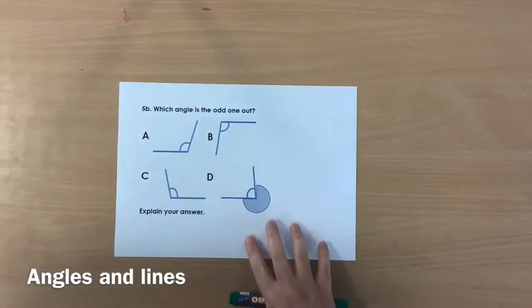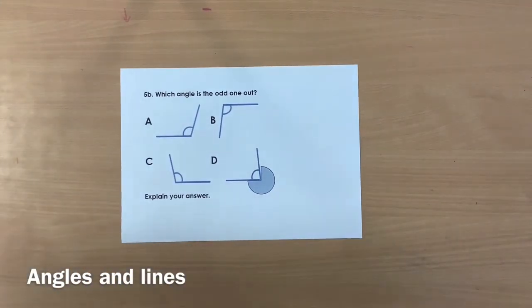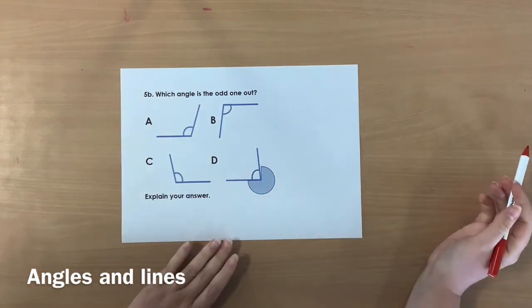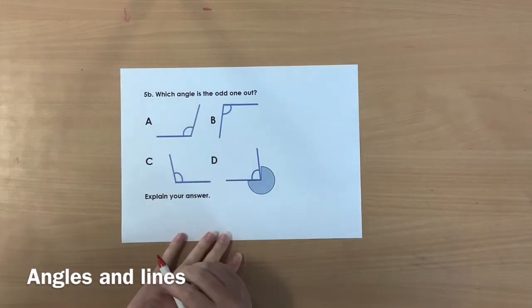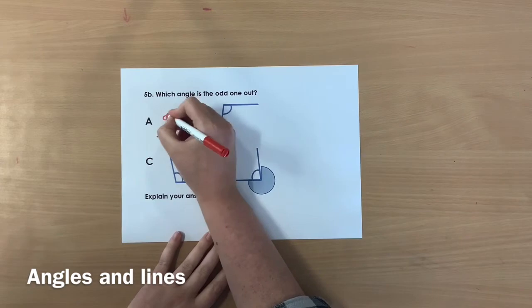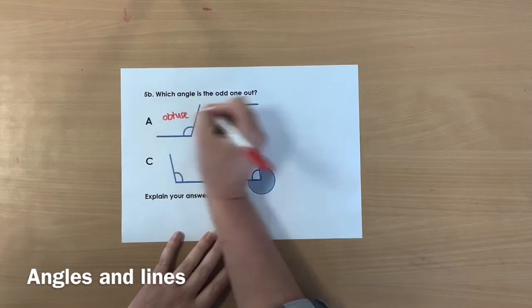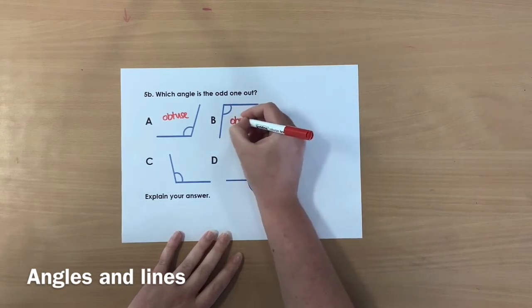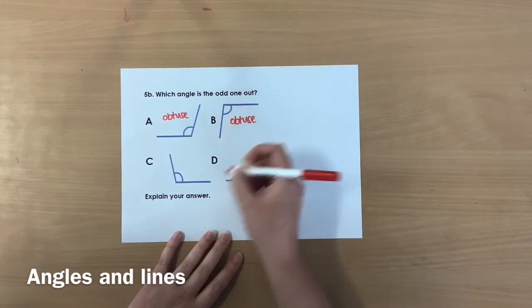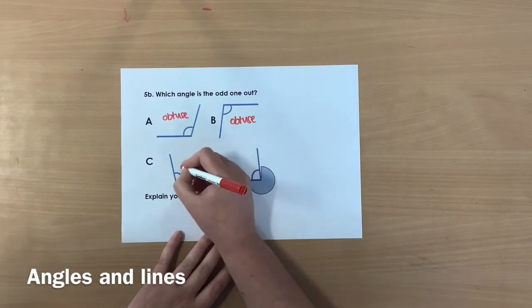So let's have a look at this first of all. So we've got which angle is the odd one out. So first thing I'm going to do is look at each angle and identify what type of angle it is, okay, which you can do along at home. So angle A is larger than a right angle, so I know that that's an obtuse angle. B, once again, larger than a right angle, so this is obtuse. C, once again, obtuse.